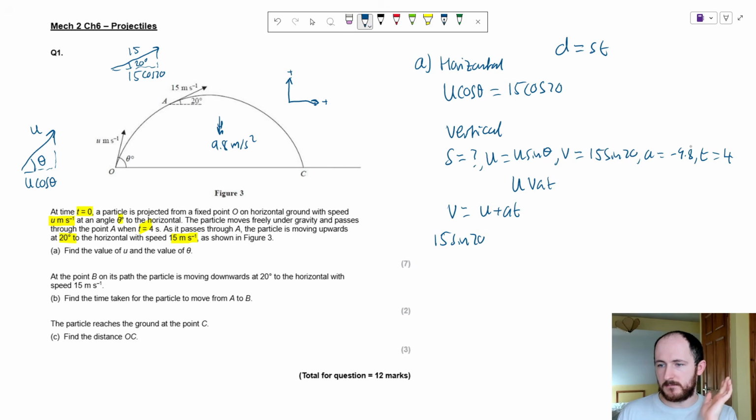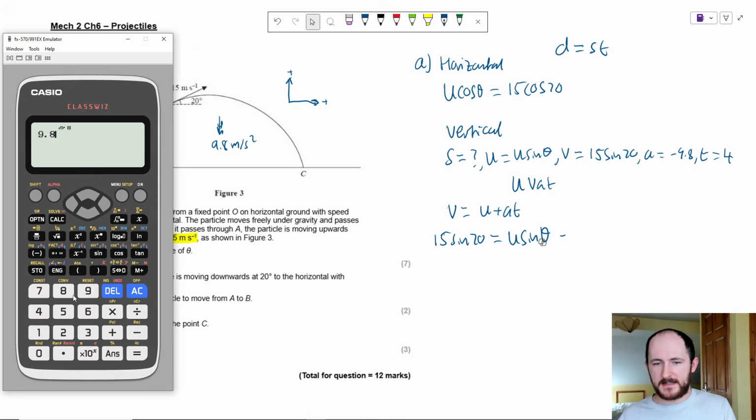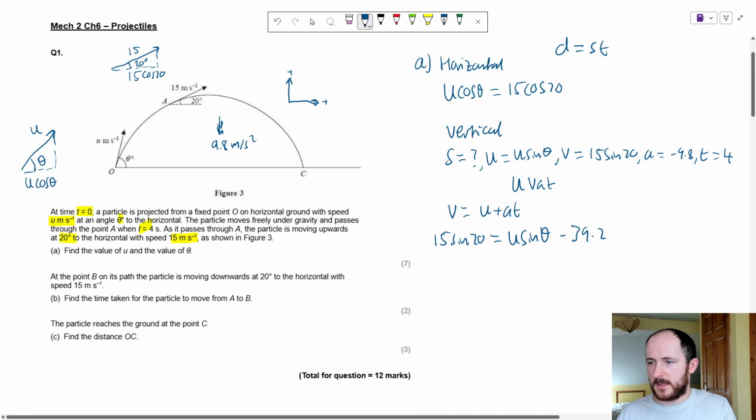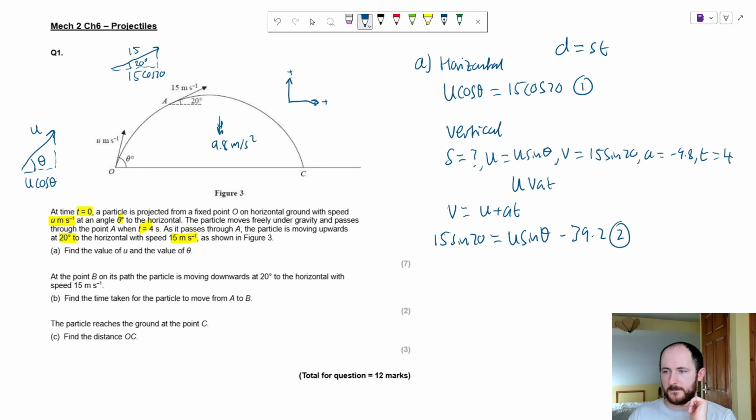I personally don't actually work out 15 sine 20 till the very end, because most of the time it's an irrational number. It's a really long decimal, an infinitely long decimal if you want to be technical. So I would prefer to not do that. Simple as. Then minus 9.8 times 4. You know what? Just to be safe, let's just use a calculator. 9.8 times 4 gives me 39.2. So minus 39.2.